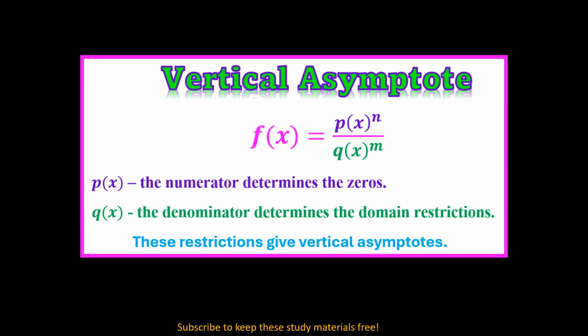We're still working with rational functions. However, we need to concern ourselves with the denominator and the restrictions associated with the denominator, not necessarily for the domain. But those restrictions actually give us the vertical asymptote for the rational function.